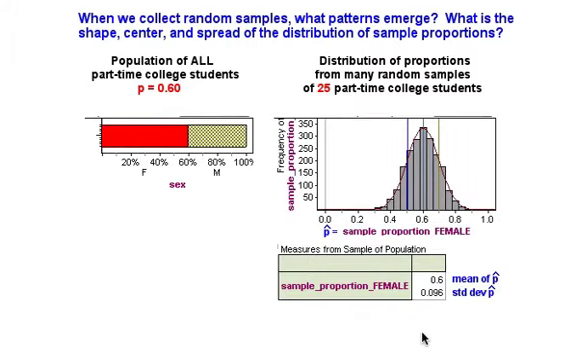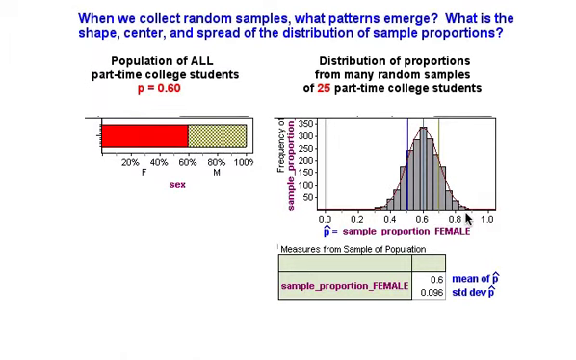Let's see what happened. I collected over 2,000 random samples. Each sample had 25 part-time college students in it, and for each sample I calculated the proportion that were female, and I recorded that here. Did you predict correctly? What looks like happened over the long run is that many of the samples had proportions that were close to the population proportion of 0.6.